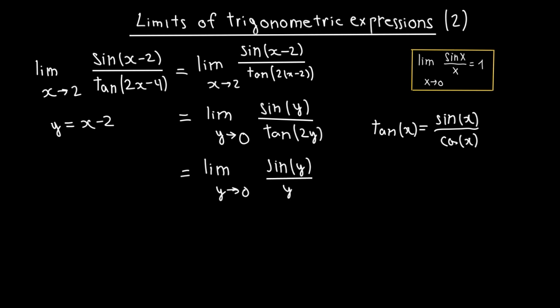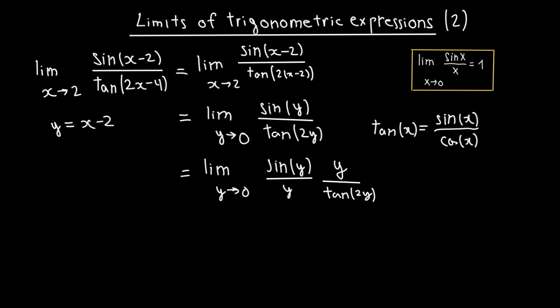But since I've divided by y, I need to multiply by y as well. And of course, we can't forget about the tangent that was initially on the bottom. So we have y divided by tangent of 2y. And now, since we have tangent of 2y, what we need to do is multiply on the top and on the bottom by 2y in order to use this limit.